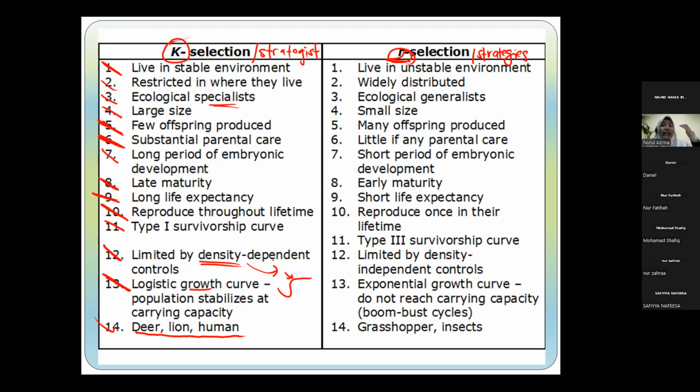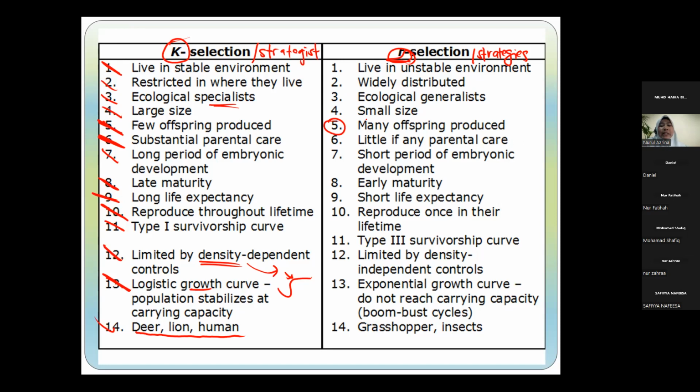Okay, so that is somehow what I can help you to memorize. Make a story. These are the strategies of K selection organisms, their selection in order to ensure their population growth. As for R selection, remember this kind of organism tries to maximize their reproductive success. So usually they are going to produce many offspring.